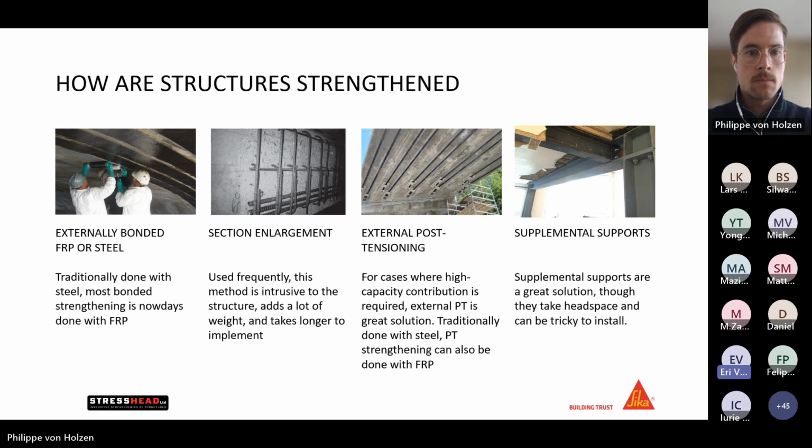External post-tensioning has mostly been done with steel. The topic of the presentation today is how we can do external post-tensioning with carbon fiber as a unique method in the market. And then finally, if none of these really work, there's always supplemental supports, right? Adding I-beams to a member, adding additional columns, etc.